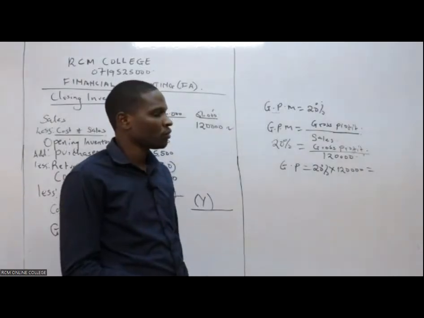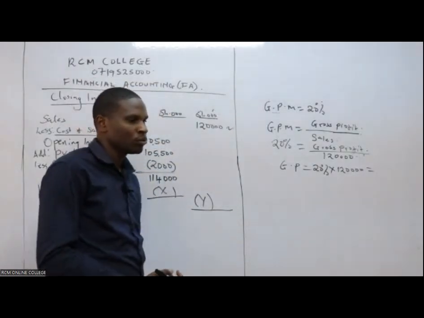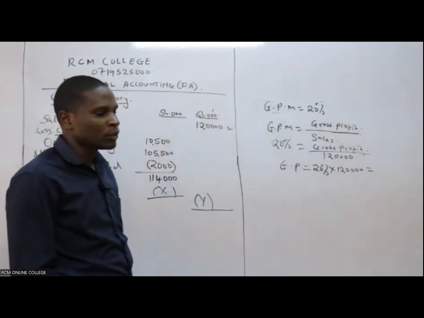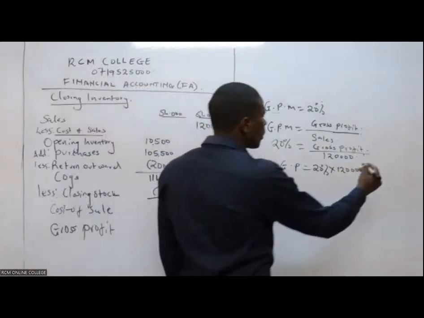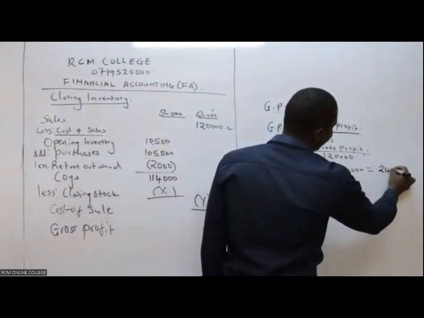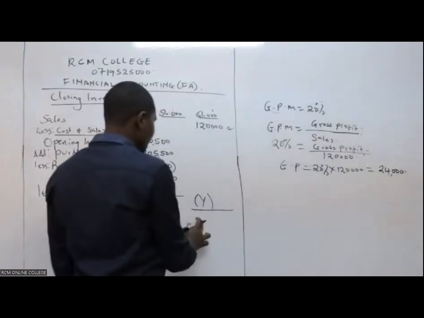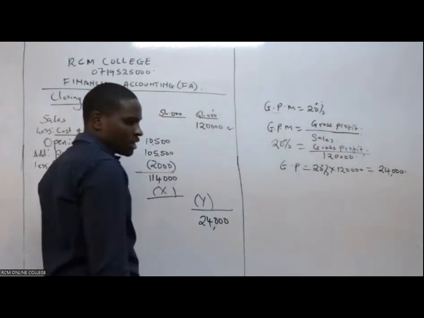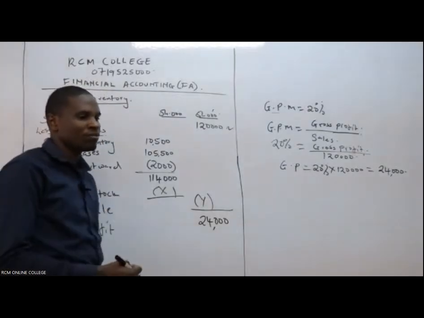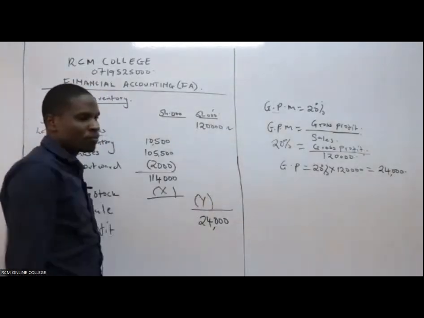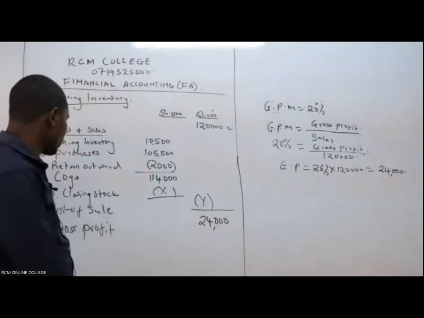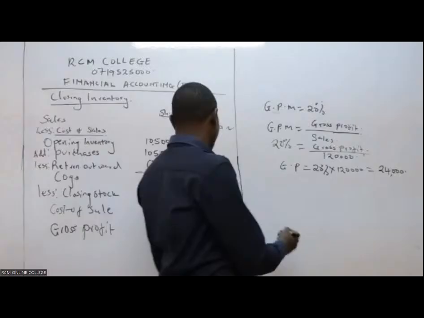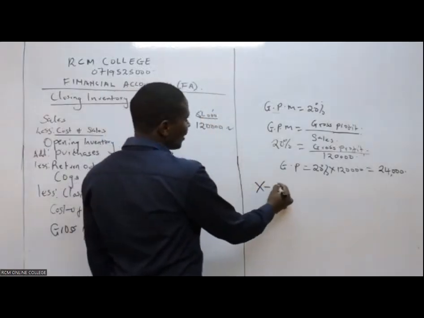I'm waiting for those students who can do this very fast. Our gross profit is 24,000, the unknown here. Is it possible for us to get Y? Can somebody get Y for me very fast? In fact, that will be our cost of sale, and we are interested in getting X, our closing inventory.